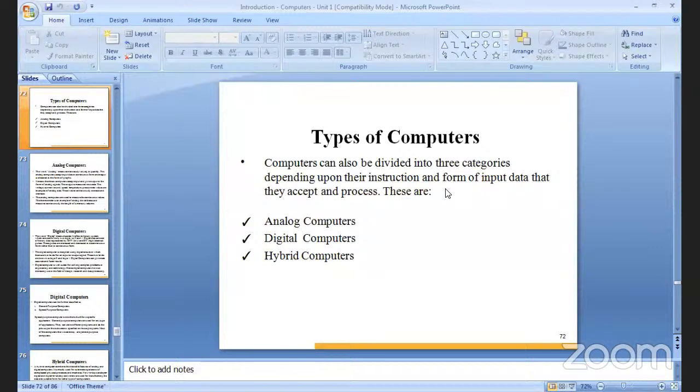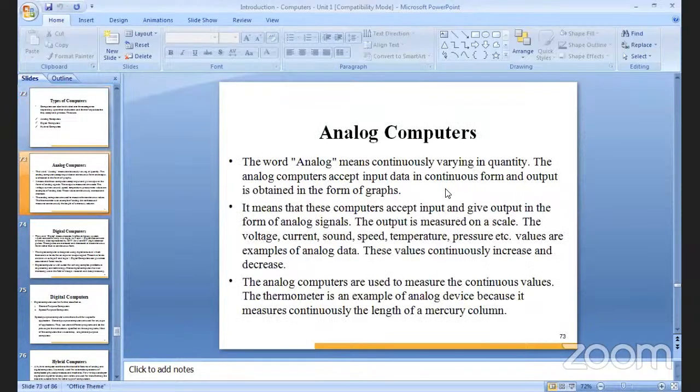Computers are divided into three types depending on our requirements. One is the analog computer, the second is the digital computer, and the third is the hybrid computer. In an analog computer, the quantity varies continuously, and it accepts data, meaning the input data is continuous in form, and the output is obtained as required.